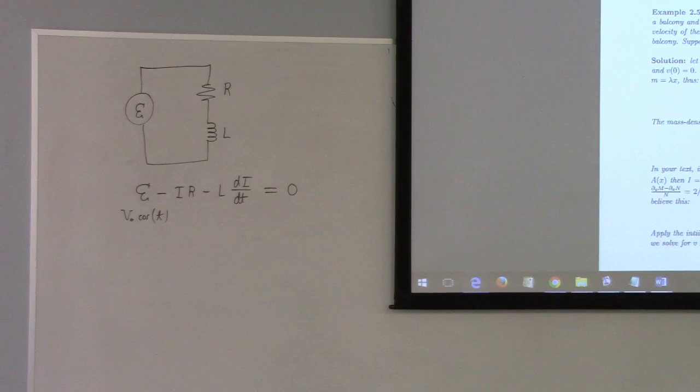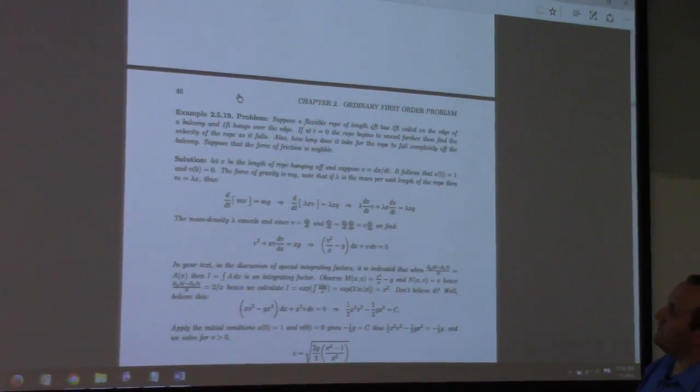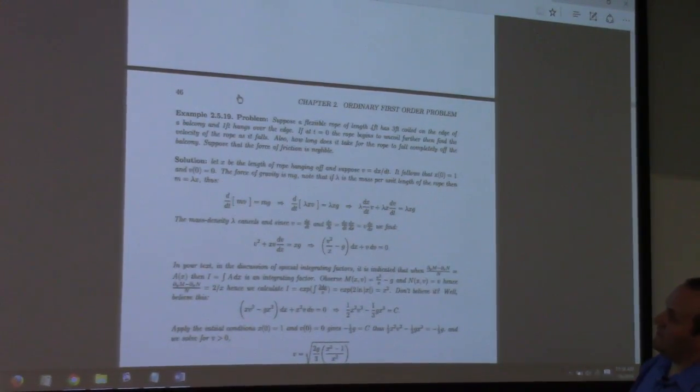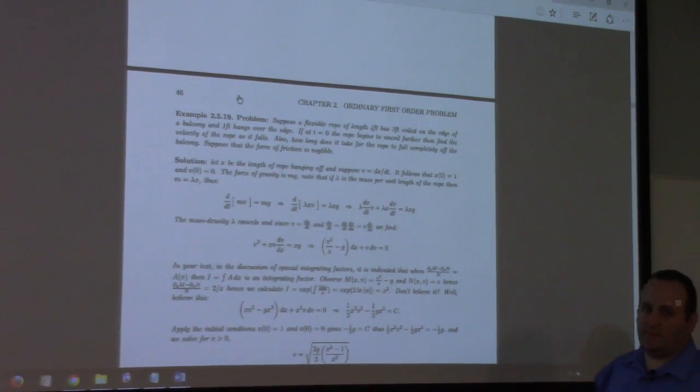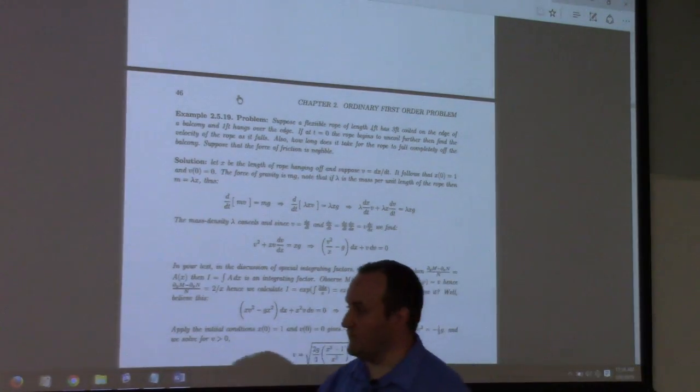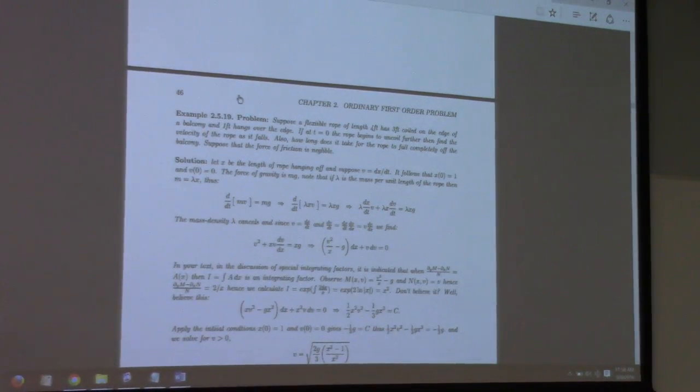So let's just look over this problem for a second before we try to set up the lifting problem, okay? A flexible rope, length 4 foot, 3 foot coiled on the edge of a balcony, 1 foot hangs over the edge. At t equals 0, the rope begins to uncoil further. Find the velocity of the rope as it falls. How long does it take for the rope to fall completely off the balcony? This is kind of the same problem as your homework, but not literally the same, but it involves the same can of worms, let's say. It's a variable mass problem.